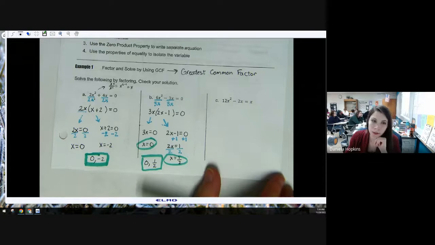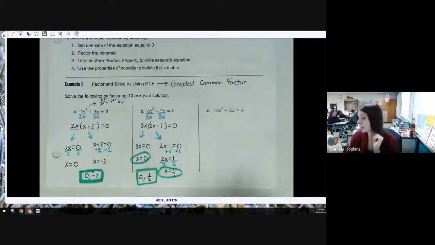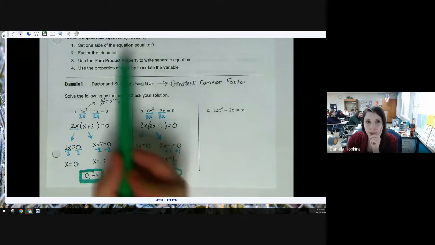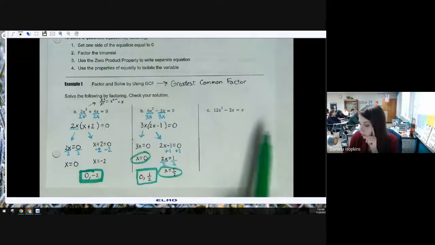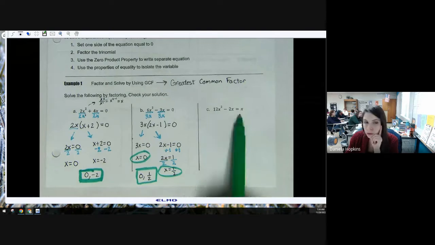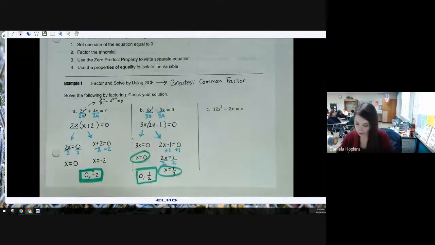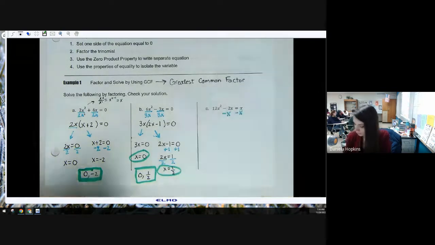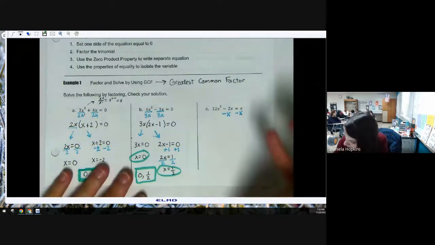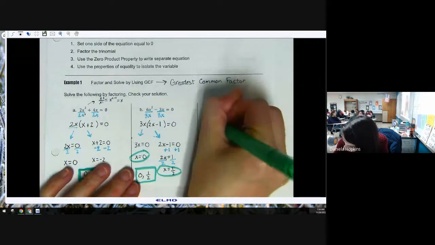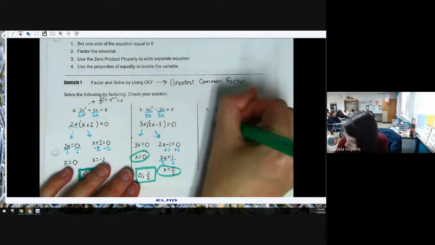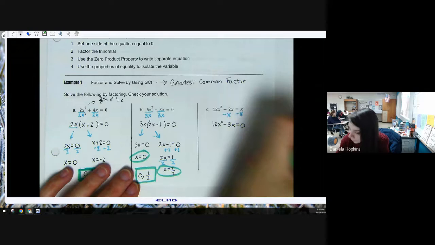All right, part C. This is only tricky because, again, your book kind of stressed this. This is not set equal to 0, so we've not done step 1. So what do I need to do to make this equation set equal to 0? Subtract x. You guys got it. I'll almost always have you have the 0 on the right side, just to make things easier. So it'd be 12x squared minus 2x minus x is -3x equals 0.